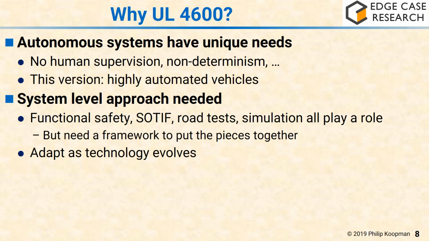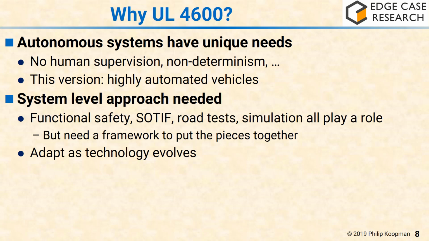A system-level approach is needed. There are functional safety standards, there's SOTIF, there's road tests, there's simulation. These all play a role. But the role that 4600 plays is it's a framework to put the pieces together and make sure there are no gaps. Because it deals with a safety case and how to do a well-argued safety case, it has the ability to adapt as the technology evolves. It doesn't say do a particular technology piece. It says here are some pieces that seem relevant for most of these systems. You should do the ones that make sense, and the ones you skip, you should explain why.